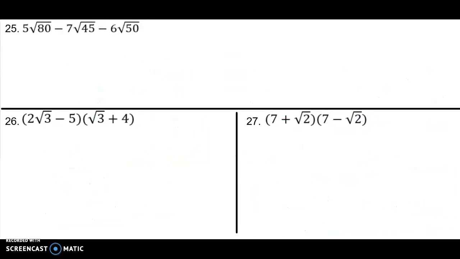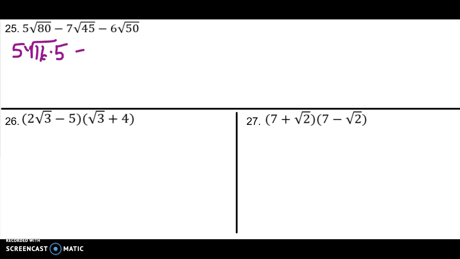Alright, number 25 is not quite as easy because it gives us numbers this time that aren't perfect squares. So now we have to think about what is a perfect square that can divide into the number that they give us. So first we have 5 square root 80. Now I know that 16 is a perfect square, and 16 divides into 80 5 times. So I can rewrite this as 5 square root of 16 times 5.